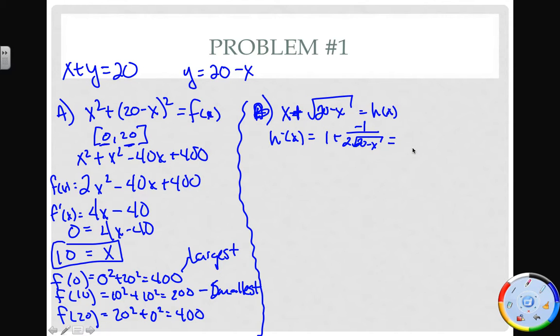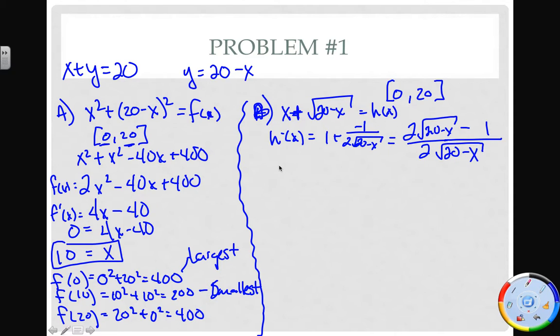I could combine these two fractions. This 1 is super easy to change. It just has to change to this denominator. So it's 2 radical 20 minus x minus 1, all over 2 radical of 20 minus x. Now, in order to find critical points, the same ideas occur. My domain is still 0 to 20. Only now the other critical point comes from the 0 of the numerator.